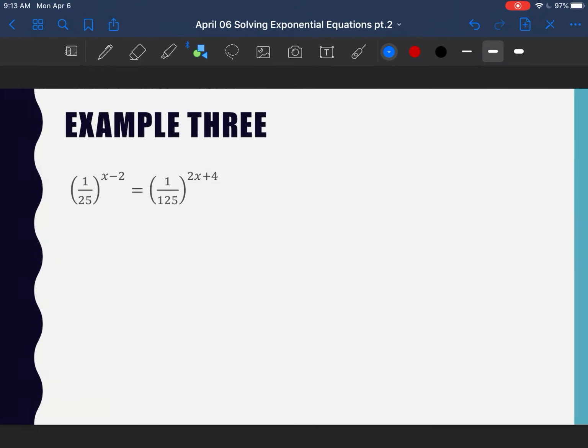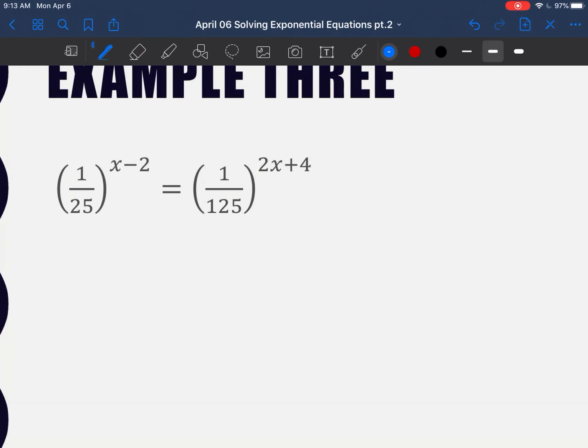So last example, this one I just threw in some fractions. Remember, it doesn't change anything. What's the only thing that happens whenever you change a fraction? You make the exponent a negative. So again, ideally we want both of these to match, but we can't change either one. We actually need to change both to be a 5. So 25 would be 5 squared, but since it's a fraction, make it negative. And on the right side, 125 would be 5 to the third power, make it negative since it's a fraction.